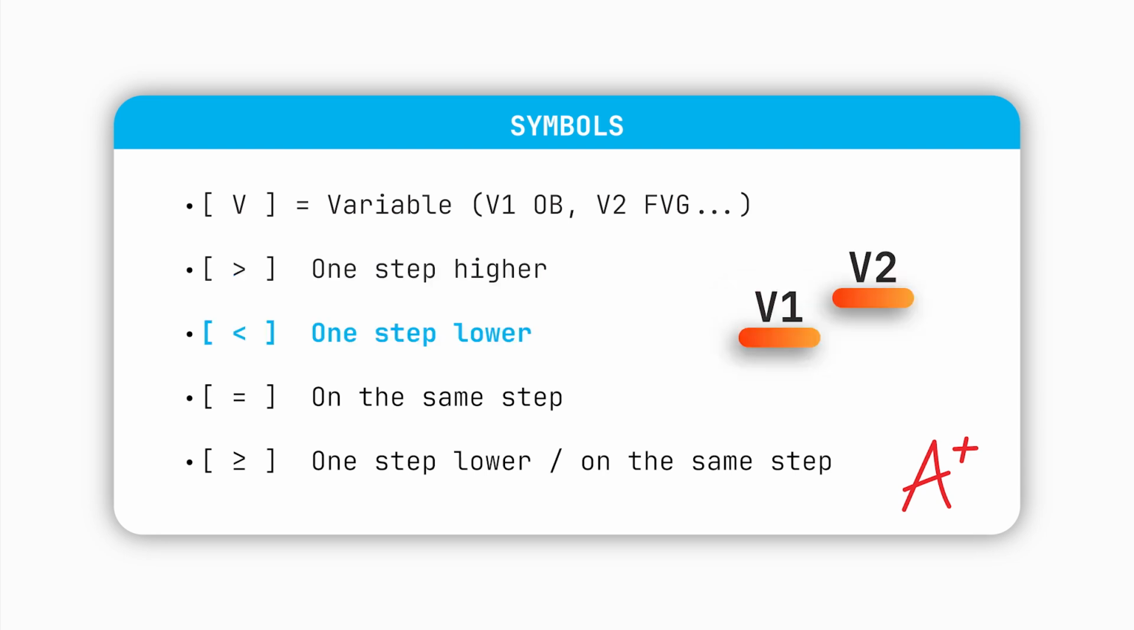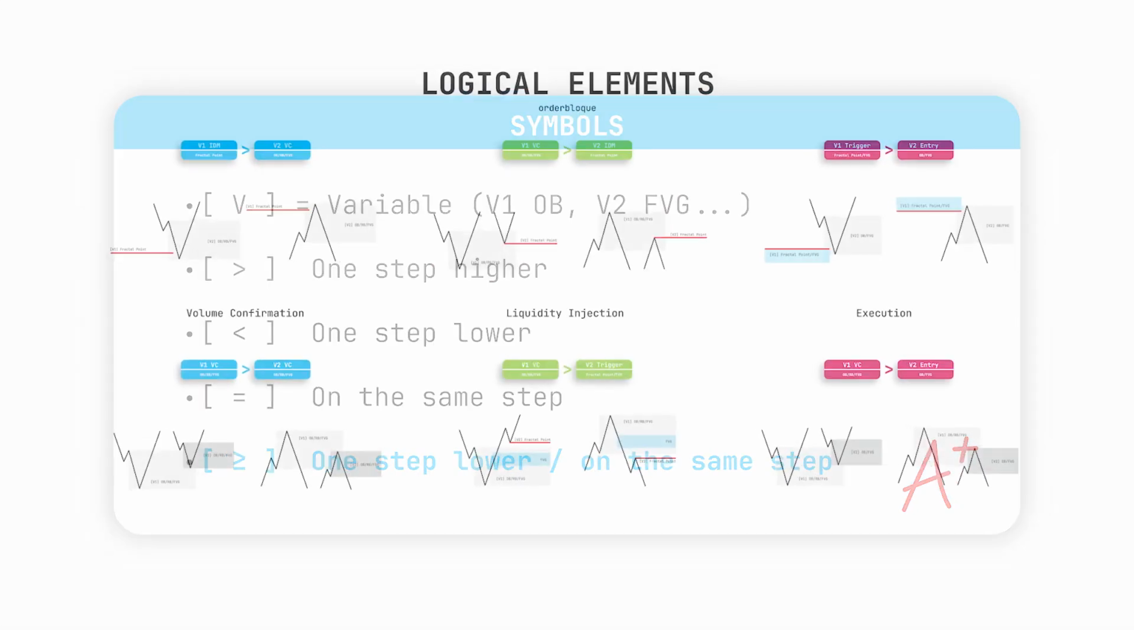Less than means that a variable is positioned one step lower than another variable in the timeframe system. Equal means that a variable is positioned on the same step as another variable. We will also sometimes use the symbol greater than or equal to for some elements or combinations. Now that we understand this, let's move on to the logical elements.